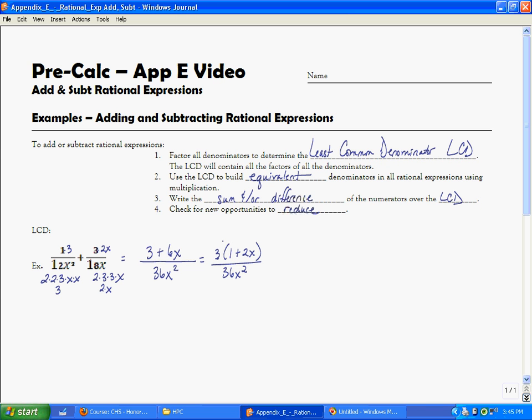Go further, the 3 and the 36 can cancel. 3 goes into 3 one time, 3 goes into 36 12 times. That leaves you with 1 plus 2x in the numerator and 12x squared in the denominator. And again, x cannot equal 0 because that would make the denominator equal to 0.